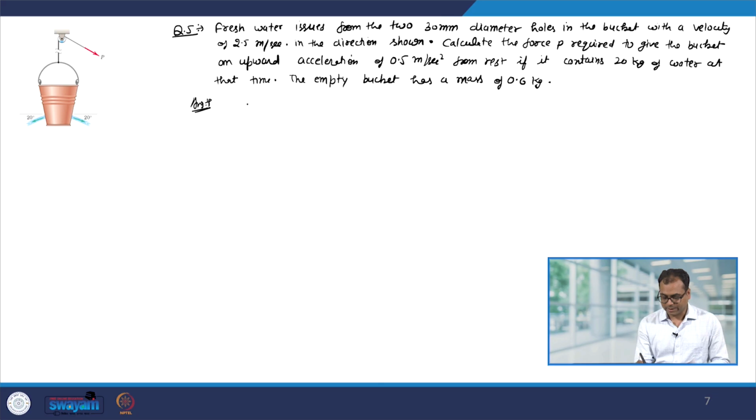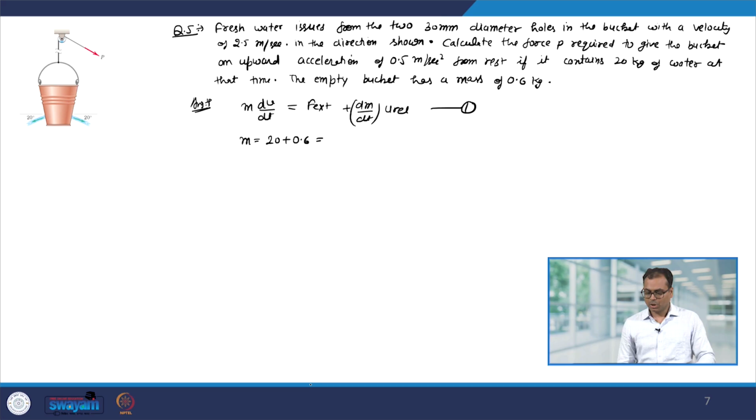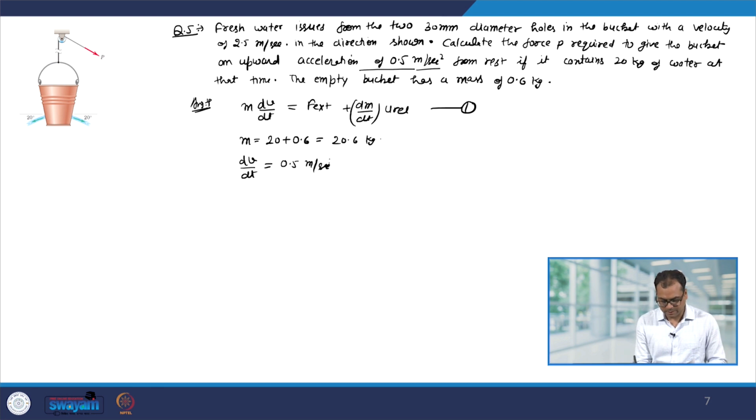So, again let us use the variable mass equation: m dv by dt equal to F external plus dm by dt into u relative. Let us call it equation number 1. Here m is the total mass, which is 20 plus 0.6, because 20 kg is the water and 0.6 is the mass of the bucket. So it will be 20.6 kg. dv by dt is also given, it accelerates at 0.5 meter per second square.